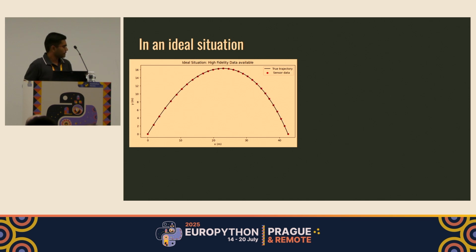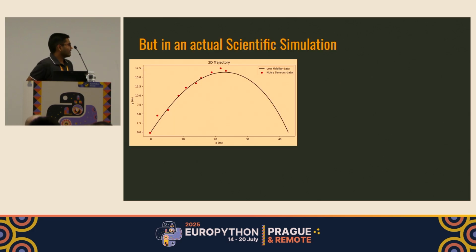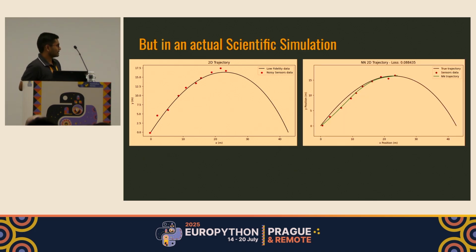In a very ideal world, we have access to a huge amount of data, as you can see here. And the data is of high fidelity, which means that it is not noisy, and it exactly captures the trajectory of the ball. And when we try to train a neural network on this data, it exactly fits the actual trajectory. But in real-world scientific simulation, we have something like this. Data is inadequate. It is quite noisy. And when we try to train a neural network on this data, we get a result like this. The model is unable to generalize over the whole trajectory.